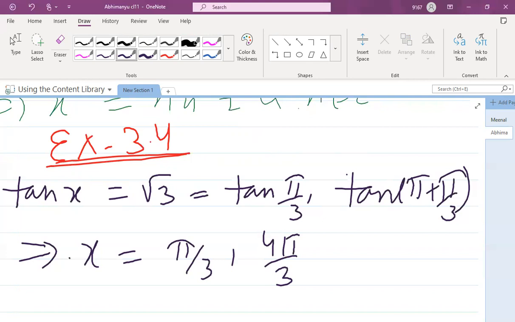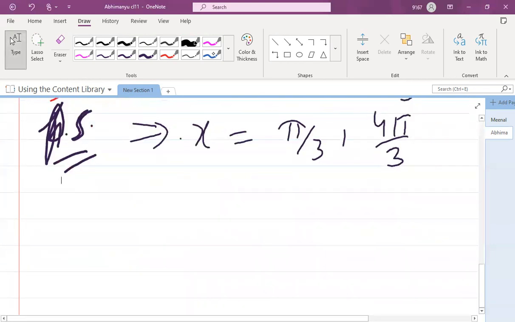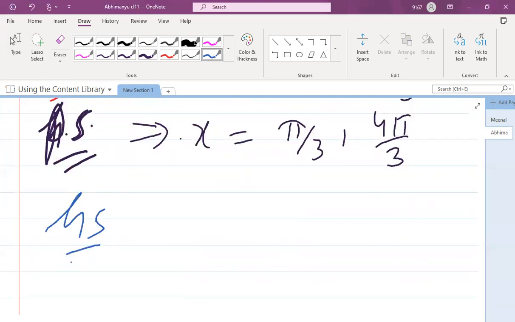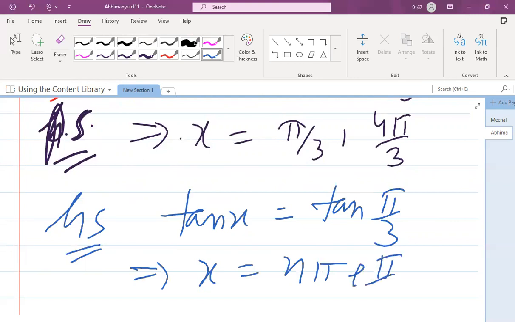Now coming to the general solution. For the general solution, we have tan x equals tan pi by 3, the smallest value that we take from the principal solution. And x equals n pi plus pi by 3, and n belongs to Z. So this will be the general solution.